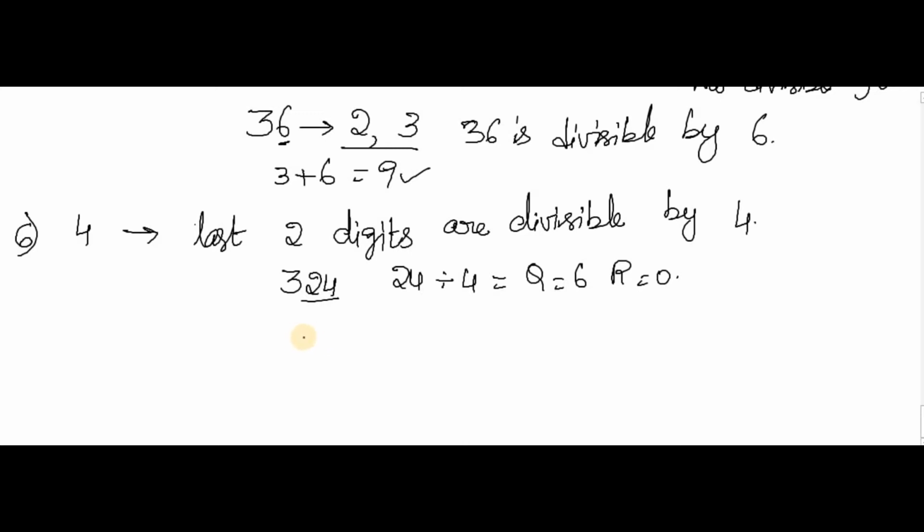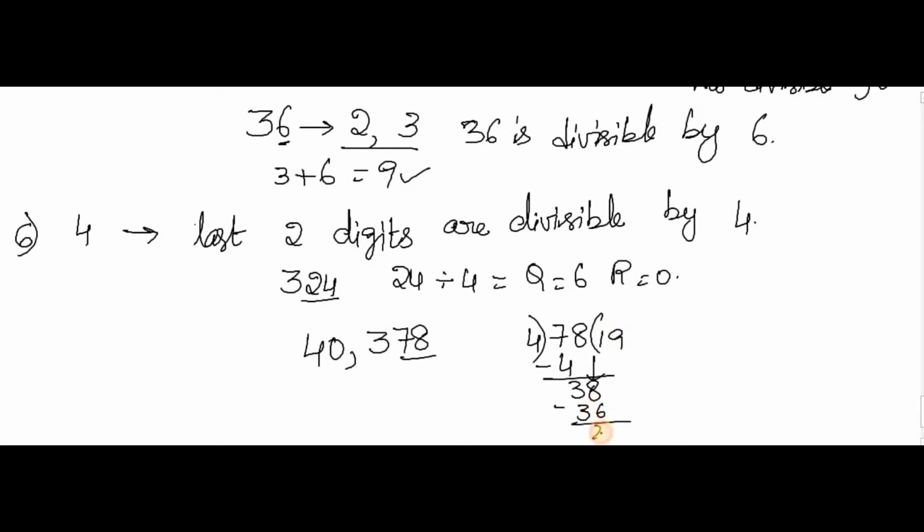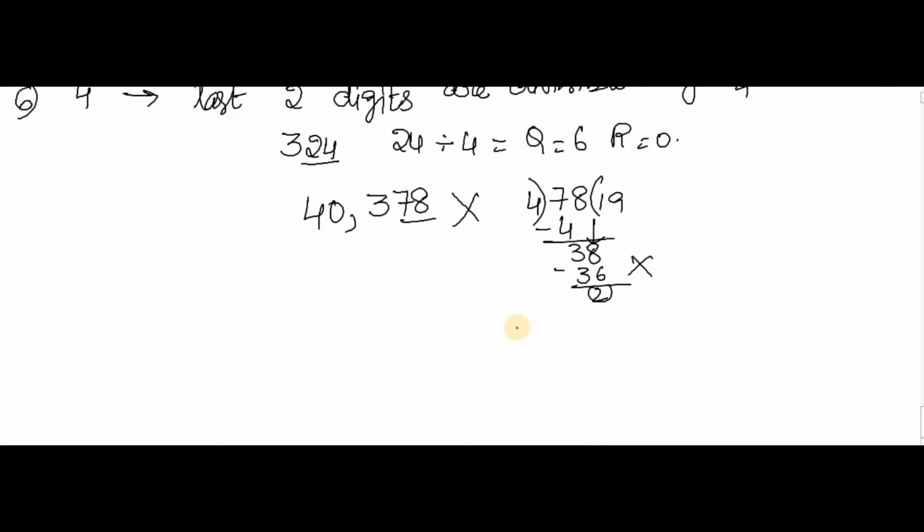For example, I'll go with any other number like 400 or 40,378. Now you check whether this 78 is divisible by 4. 4 ones are 4, 4 twos are 8, 4 nines are 36. So 78 is not in the 4 table, which means this number is not divisible by 4. Like this you can check with the divisibility rule of 4.